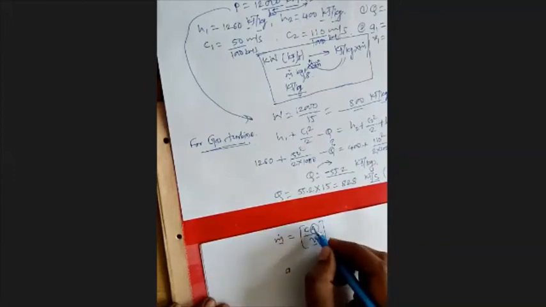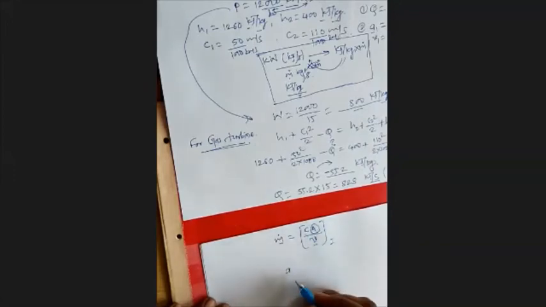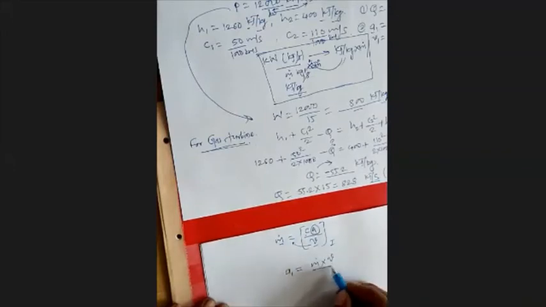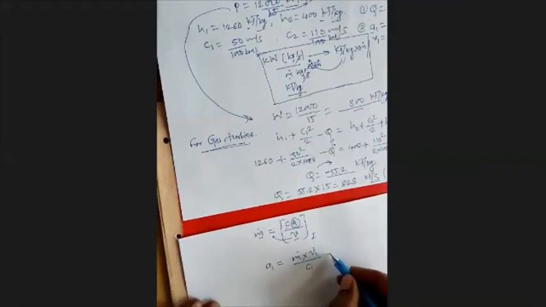Here I have written capital A. You can use capital A or small a also. So A1 is equal to mass flow rate into specific volume, this will be shifted to the left, divided by C1. So A1 is equal to mass flow rate into specific volume at inlet v1 divided by velocity at inlet C1. So put the values.